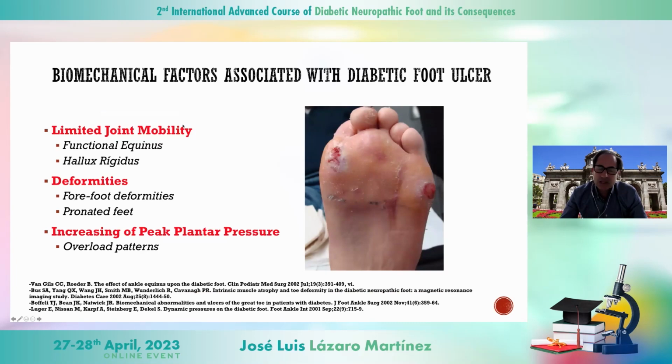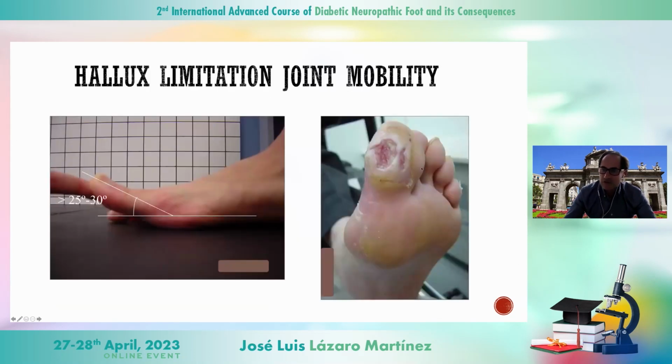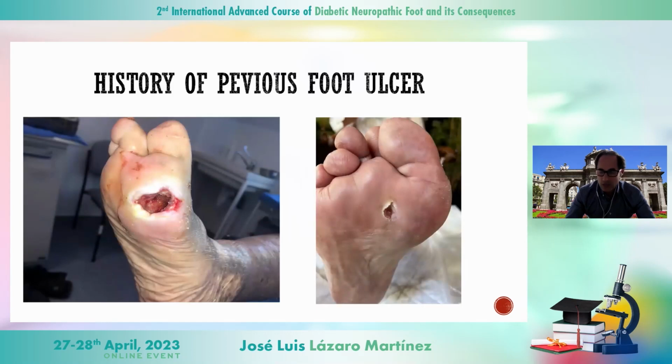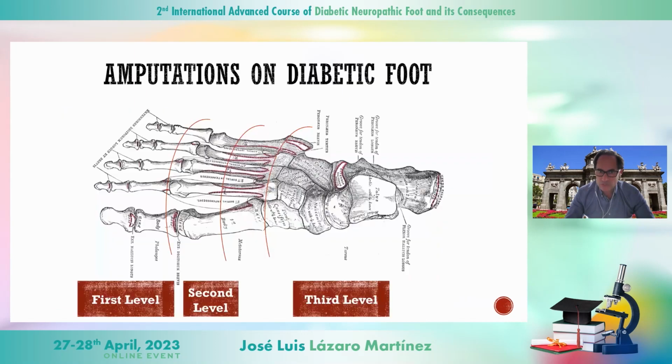And more important than deformity is the limited joint mobility. So limited joint mobility is additionally a risk factor. Remember to assess the mobility, especially mobility of the ankle and mobility of the first toe, which have been demonstrated to be the main factors to develop an ulceration. Of course, last but not least, the history of a previous foot ulcer is the main risk factor for developing another ulcer, and especially the history of previous amputation.